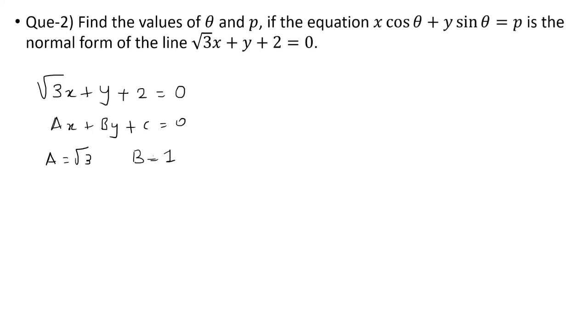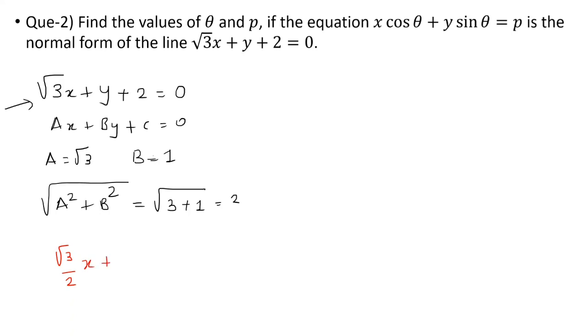Right? I'm going to divide this line by under root a square plus b square. So under root a square plus b square gives me root of 3 square is 3 and 1 square is 1, that is equal to 2. So I'm going to divide the above line by this 2. So I'll get root 3 by 2 x plus 1 by 2 y plus 2 by 2 is equal to 0. Now I have to compare this line with x cos theta plus y sin theta is equal to p. So therefore I'll write root 3 by 2 x plus 1 by 2 y is equal to minus 1.